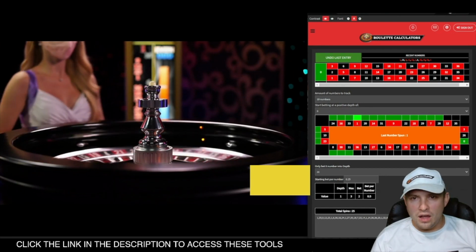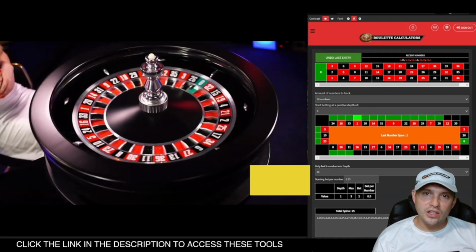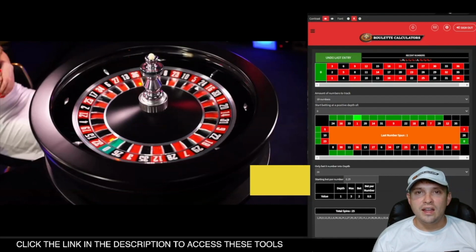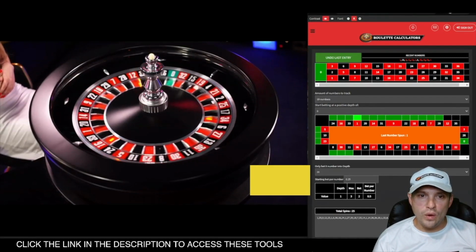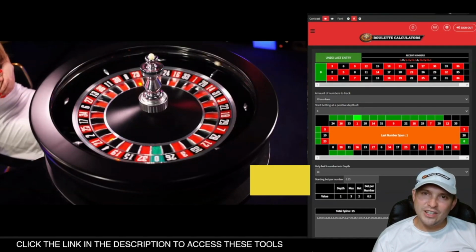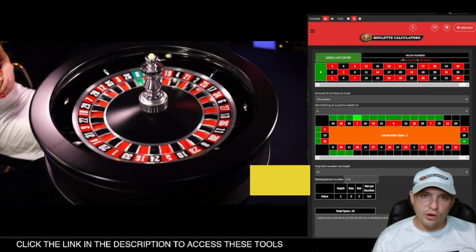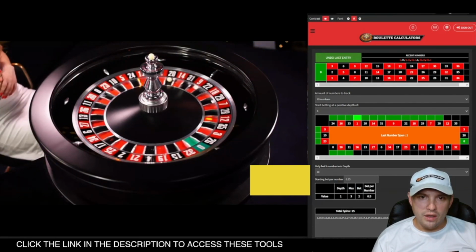And again, with these tools, all they are doing is showing you the dealer's history. In no way do we guarantee that you're going to win using these tools. They're there just to give you an insight and more information on what the dealer is doing.